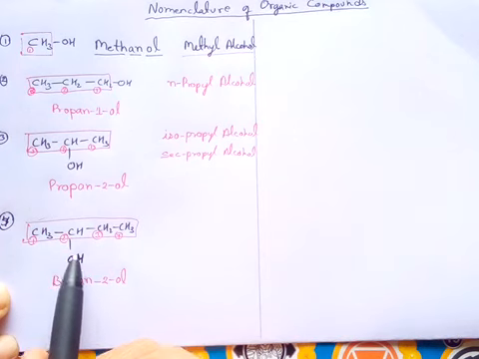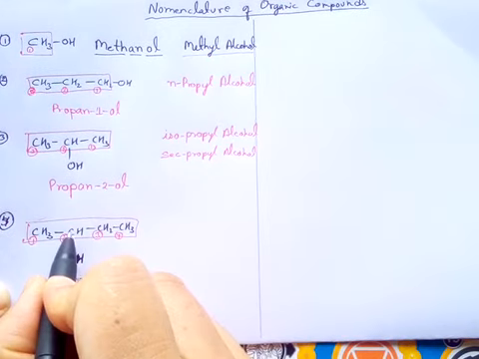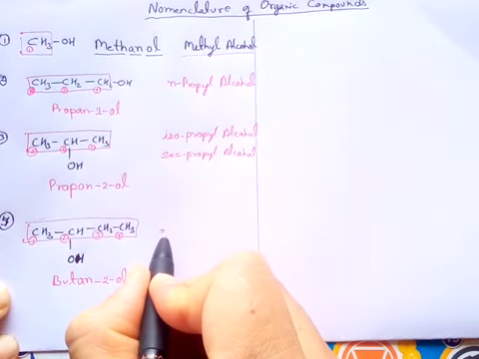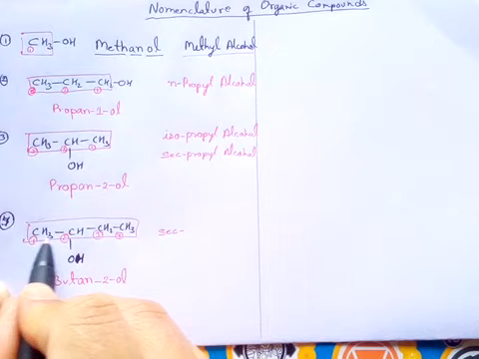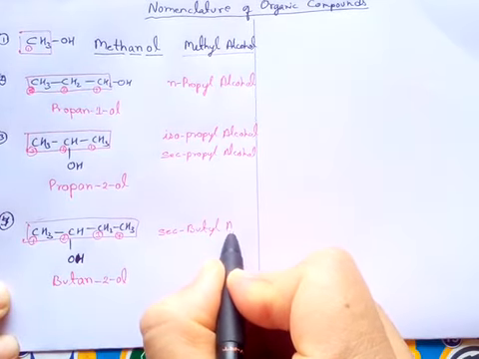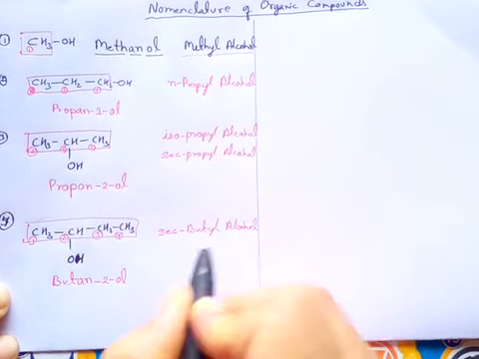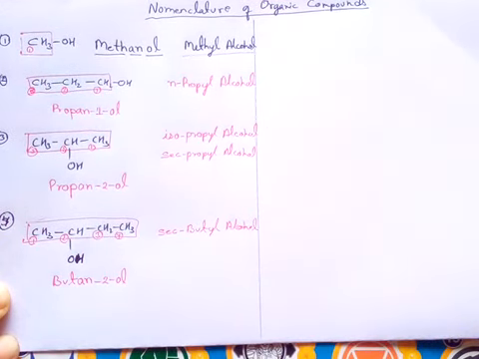Yes, this OH is a functional group attached to that carbon. That carbon has a 2 branch, so it is a secondary. Okay, so this carbon is a secondary carbon. So you can write secondary. How many carbons? 4 carbons. So butyl alcohol. In this way, you can write its common name.